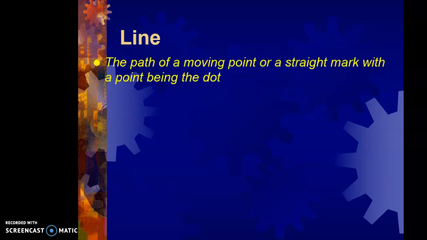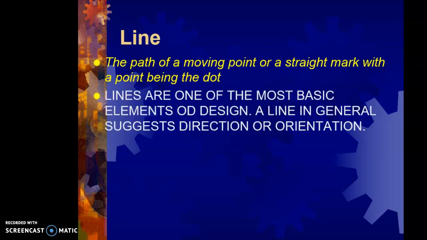Okay, so what is line? It is the path of a moving point or a straight mark, with the point being a dot. So this is the basic definition you've probably gotten from any of your other classes. What's the importance of a line? Lines are one of the most basic elements of design. A line in general suggests direction and orientation.